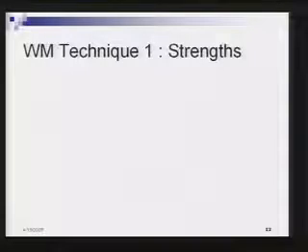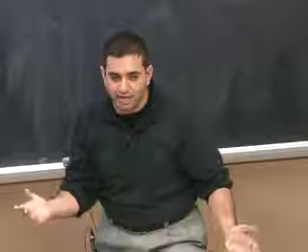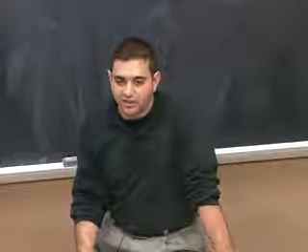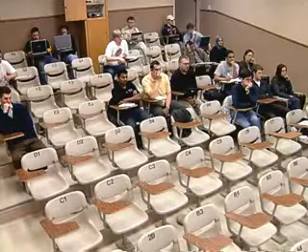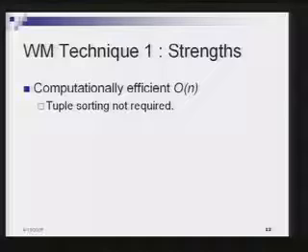So what are the strengths of this technique? One, it's computationally efficient. Big O of n. Big O of n means it will run in linear time, meaning that n is the size of the database, or size of the relation. All you need to do is examine each tuple. So you are just going to touch each tuple, and it's big O of n. Nothing complicated. No tuple sorting is required. You just go over the tuples, and according to the primary key and the MAC, you can decide if it's going to be selected or not.